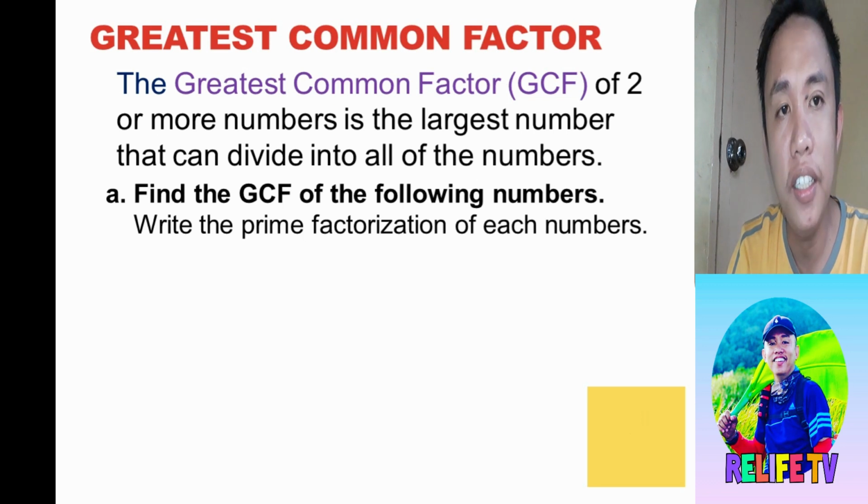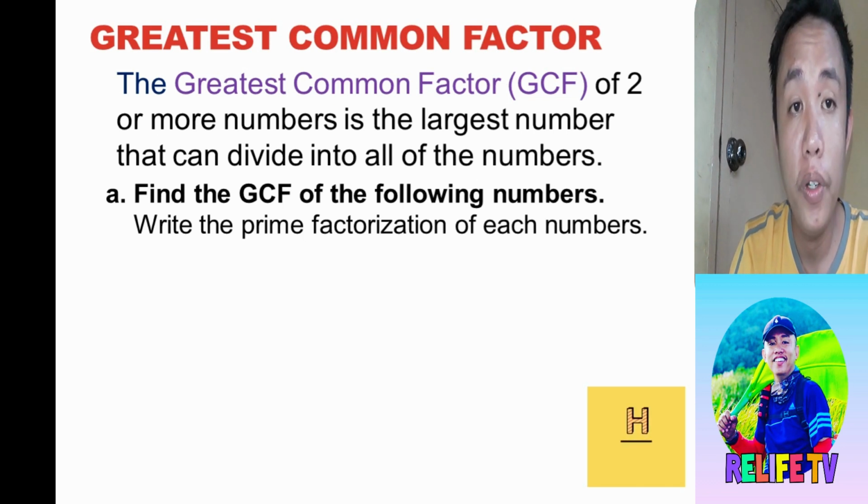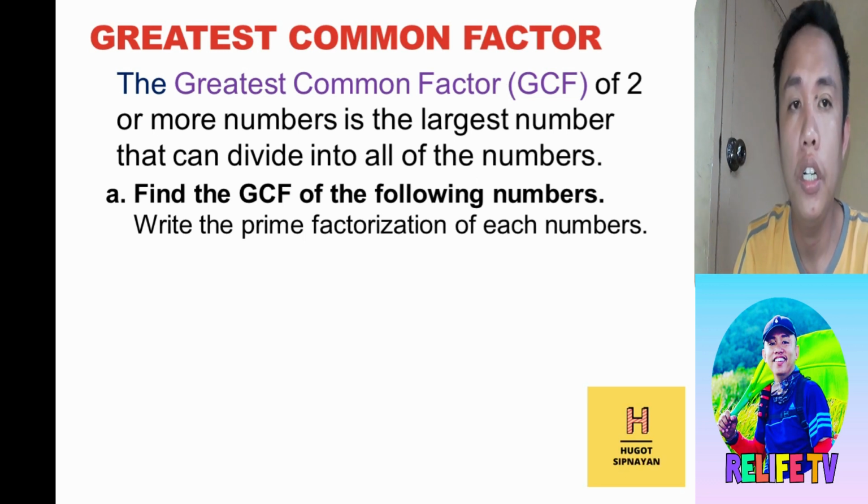Pag sinabi pong greatest common factor, ito po yung highest number na pwede mong i-divide dun sa parehas ng numero, o sa dalawang numero na kung saan dapat ang sagot, walang remainder. So, ito po yung example.